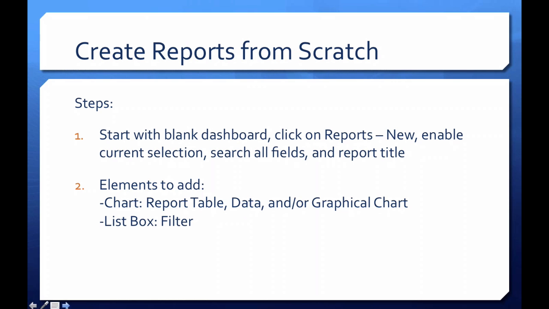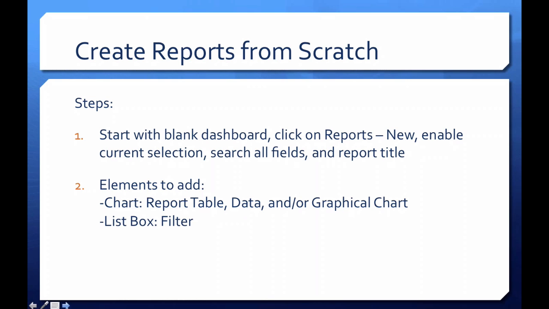Okay, so let's jump into the actual concept of building reports from scratch. These are the steps that you need to take if you're going to follow along on your own computer, or if you're going to do it later. First, we want to start with a blank dashboard. So we're going to click on the reports menu, click on new, and then enable 3 fields that are already there: current selection, search all fields, and report title. I'll show you that in the demonstration.